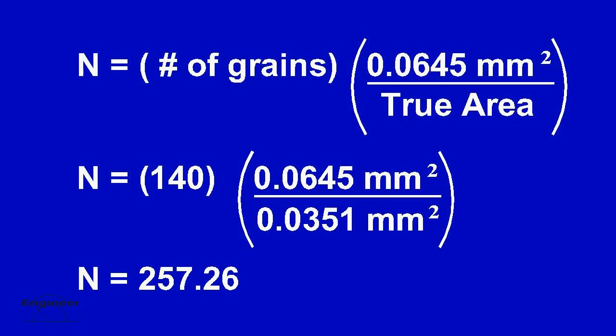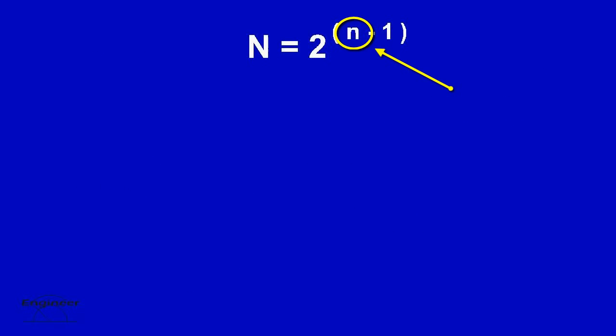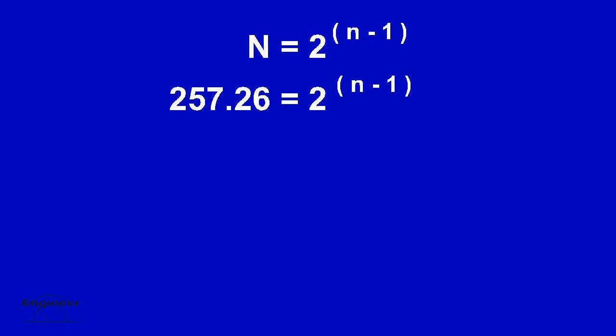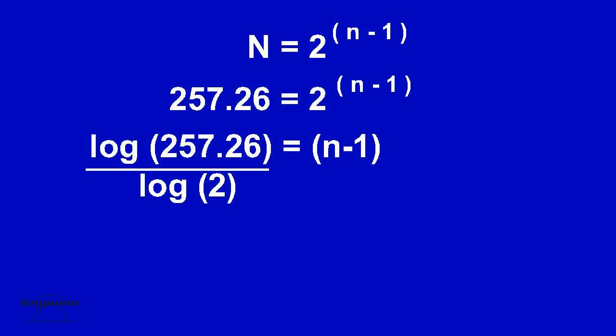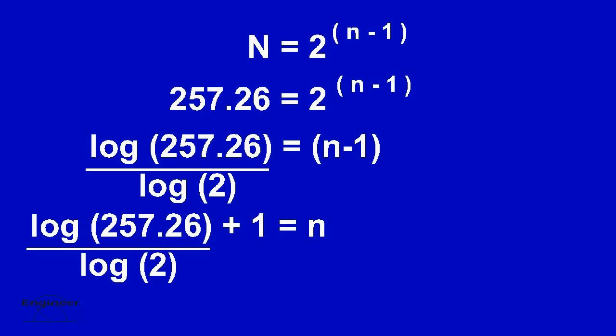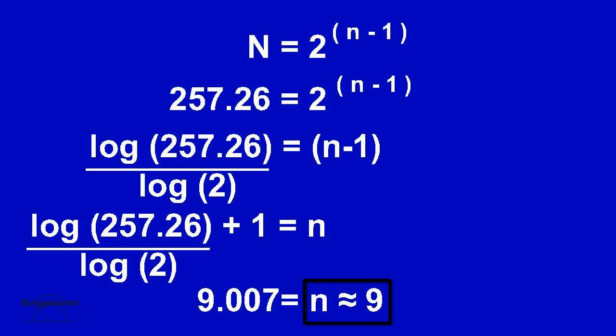Now that we have a value for big N, we can plug it into the other equation to solve for little n. The grain size number is the little n. In order to bring the unknown little n down from the exponent, we must log both sides. This is our grain size number. We now have completed part 2.